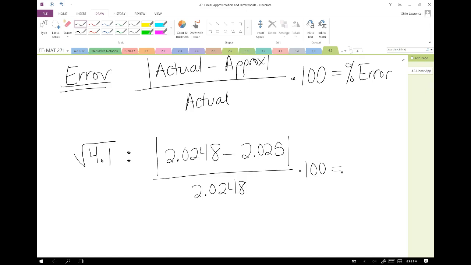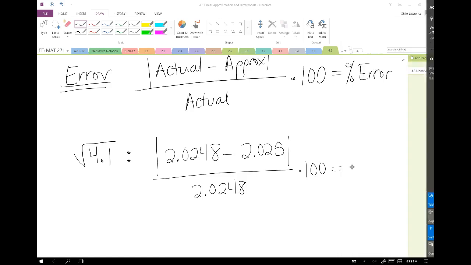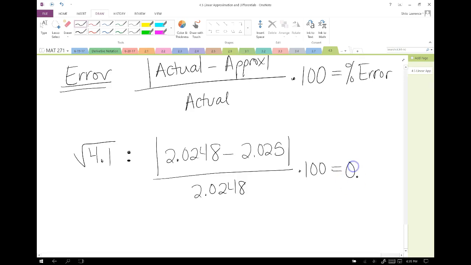And it is tiny. We are off by, as a percentage even, it's tiny. We're off by 0.01%. We're off by 100th of a percent.